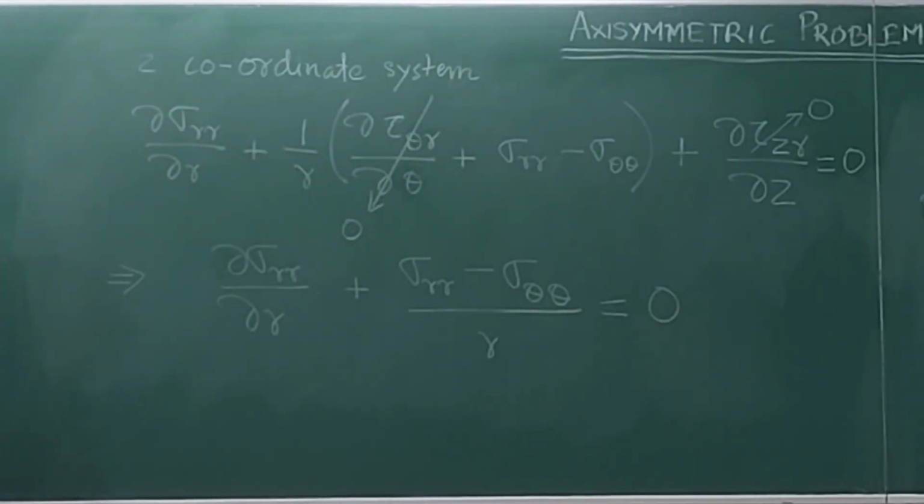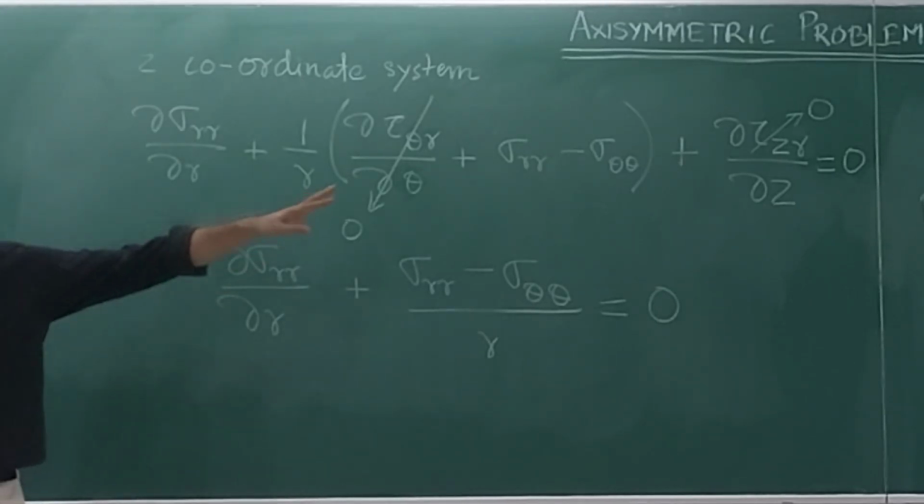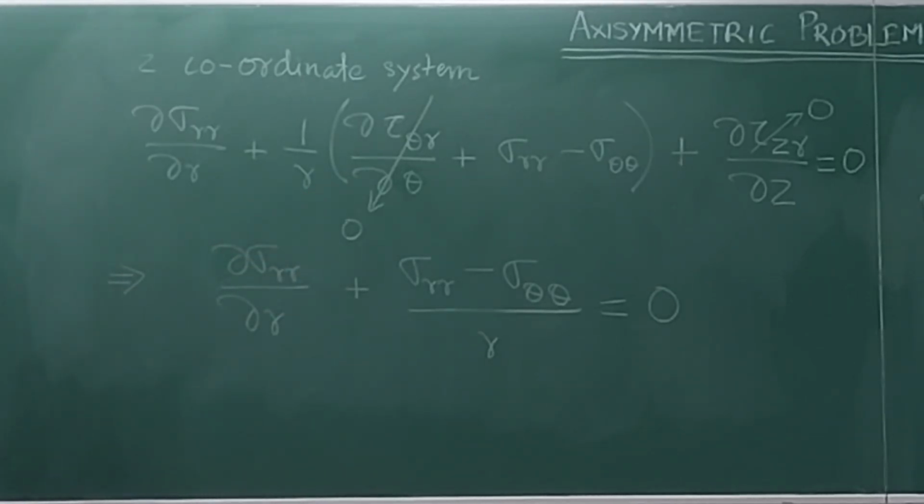Sir, even if tau zeta was not zero, then also that term would be zero, right? For the plane strain, yes. Yes, very good. But this is a stronger condition, the tau zr.